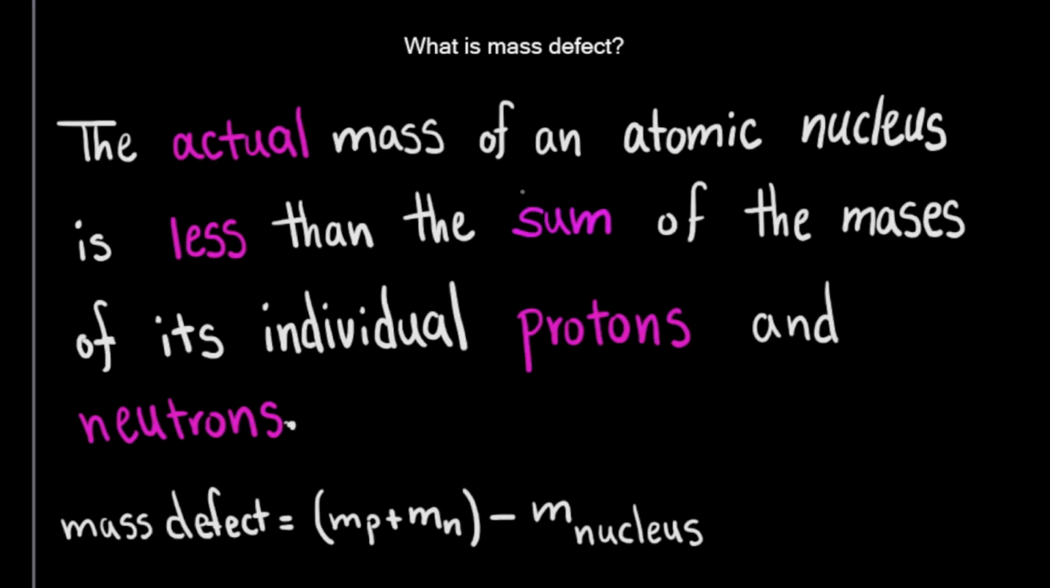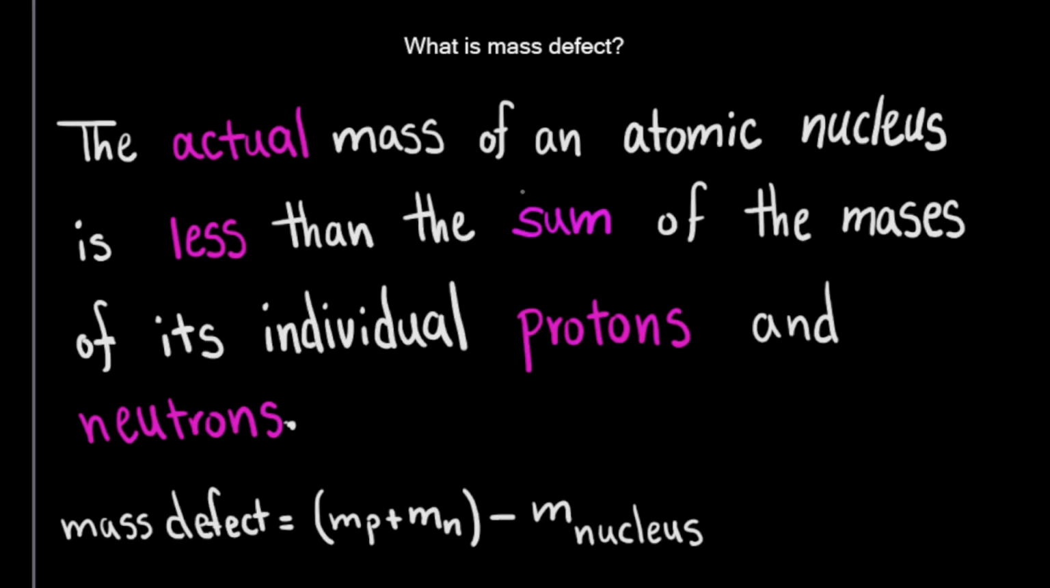So, what is mass defect? The mass of an atomic nucleus is less than the sum of the individual masses of protons and neutrons. If you weigh protons and neutrons separately, their total mass will be greater than the actual mass of the nucleus. This difference in mass is called the mass defect.